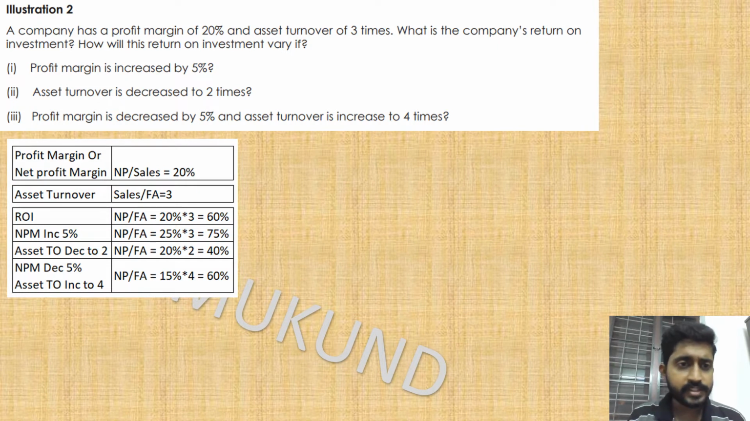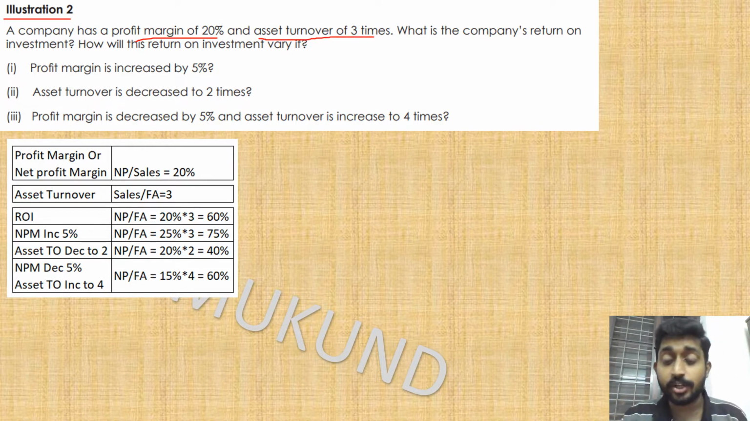Moving to the first problem, this looks like a very simple problem. Maybe you get it as a 2 marks or 3 marks question, but you have to do it correctly. A company has a profit margin of 20%. They have not given gross profit margin, operating profit margin or net profit margin. Don't worry, you have to take it as net profit margin, and asset turnover of 3 times. Asset turnover, which we discussed in the last class, is sales divided by assets.